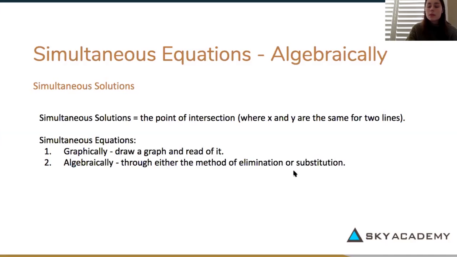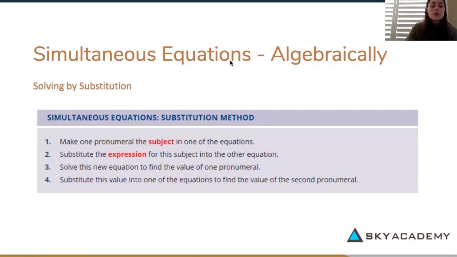So simultaneous equations, the substitution method. This is where you make one pronumeral the subject in the other equation. And so you substitute the expression for this subject into the other equation, you solve for this new equation, and then once you've found the value of x, you then sub x in to find the value of y. So this is probably a little bit confusing when it's just words. So let's go through and actually have a go at solving it by substitution, and it should make a little bit more sense.